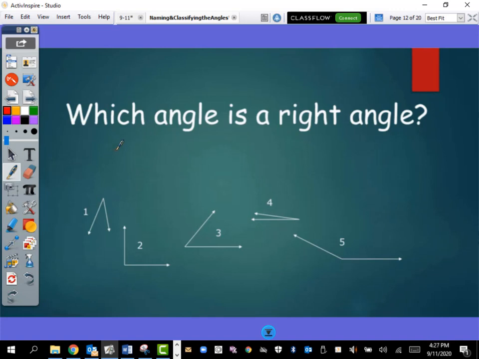So now we have another problem. Which angle is a right angle? Could it be 1, 2, 3, 4, or 5? Well, 1 is an acute, so it cannot be a right angle. 2, it is a right angle. 3 and 4 cannot be because they're acute, and 5 is obtuse. So the only correct answer is number 2.